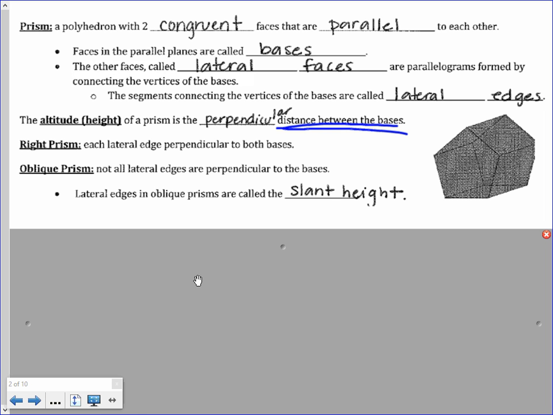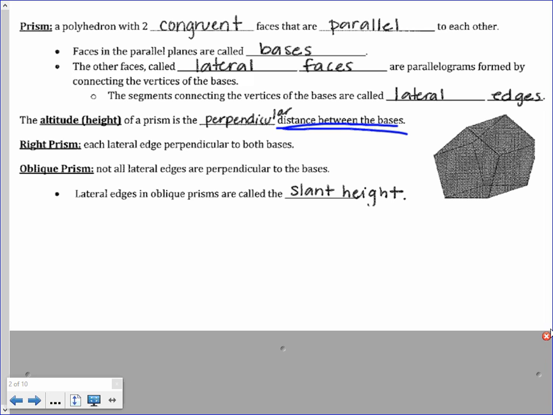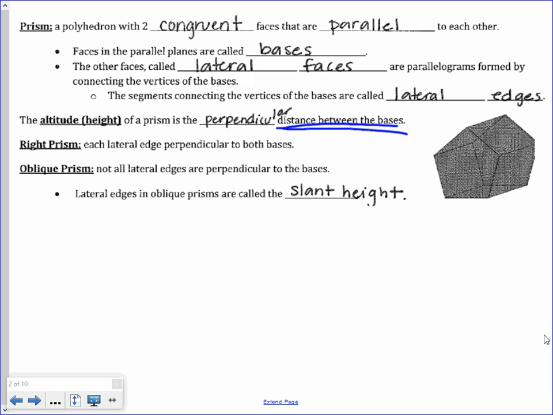Now, the slant height is not terribly important with prisms. It'll be more important with pyramids. Because for our purposes, for surface area and volume in this class, we only deal with right prisms. So the slant height isn't terribly important. Okay, so there's kind of an anatomy breakdown of prisms.